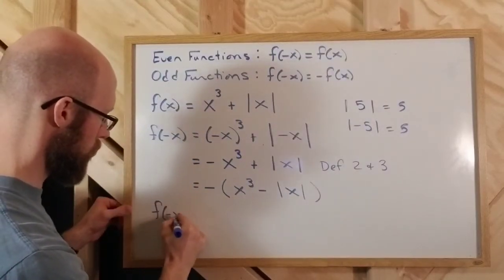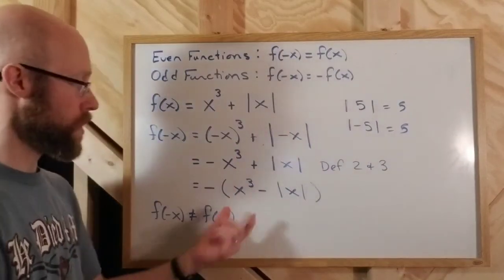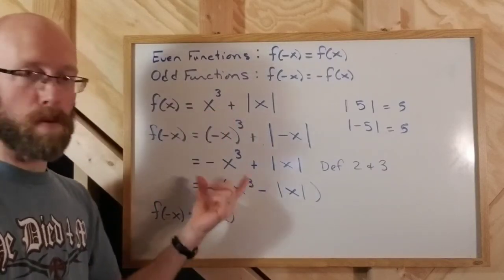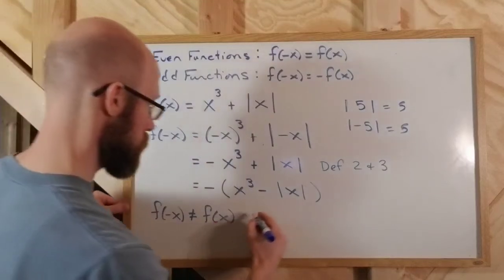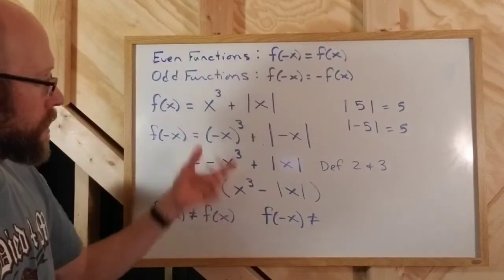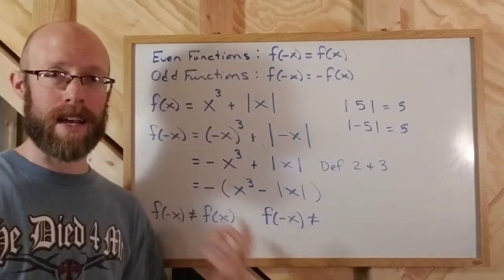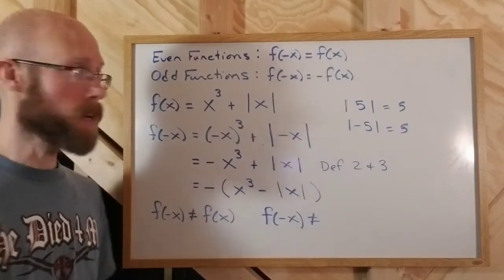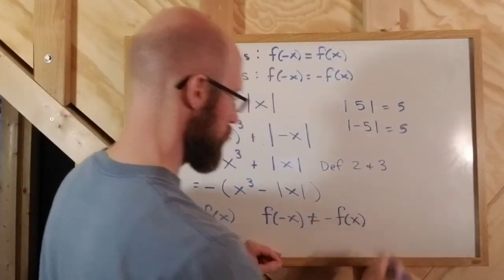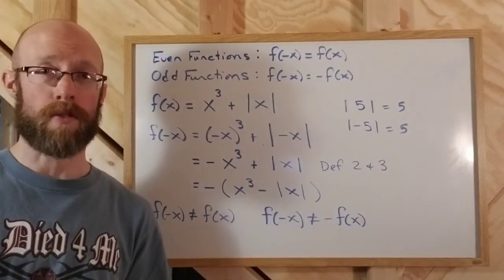So I know that f of negative x cannot equal the original function. I know it cannot equal the original function because the original function is both positive signs, and I can't get both of these signs to be positive at the same time. I also know that if both these signs are positive in the original, I cannot get both of the new signs to be negative together, okay? Which is what I would need in order to get negative f of x. And so I do not have negative f of x as a simplified form either.